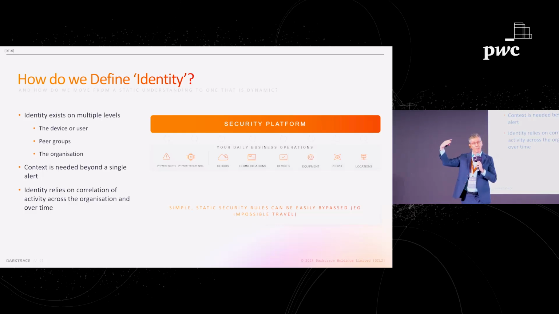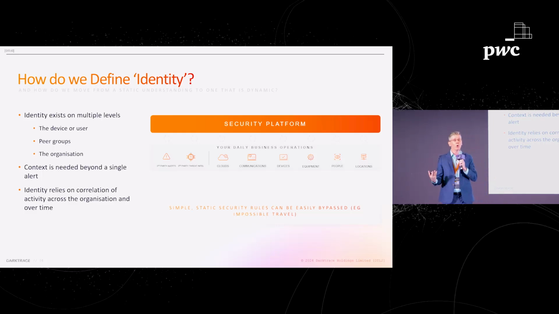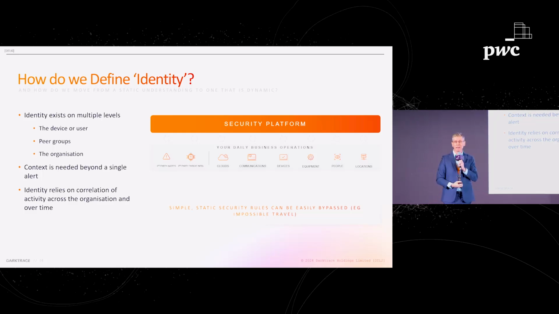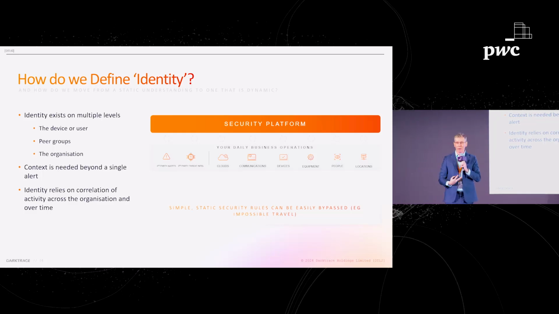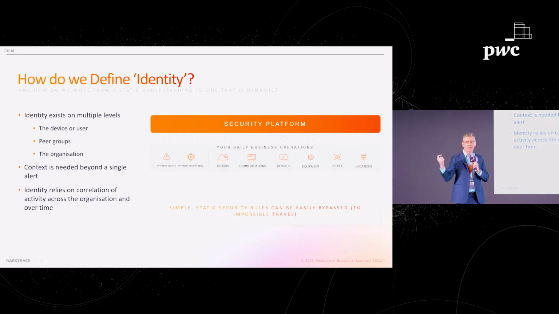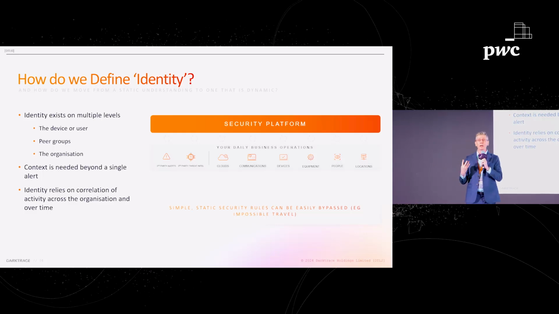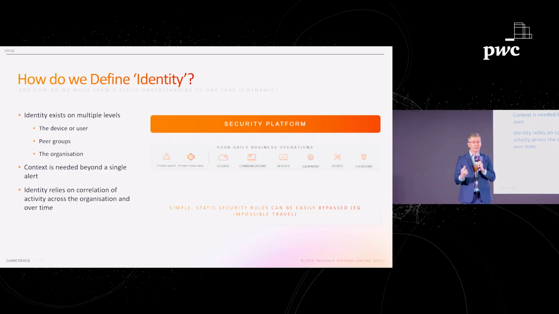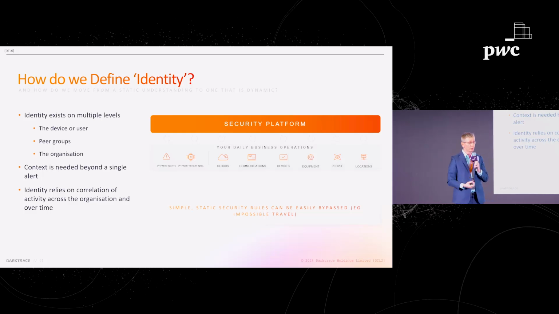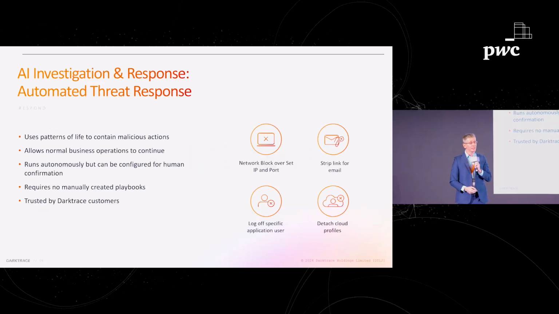And then you can go one step higher. Forget about the individual, forget about the peer groups. What about the organization as a whole? If we're talking about unusual outbound internet connections, has anybody or any device in this organization ever contacted that weird suspicious IP address that we're looking at? So you can see that we need more context than just the individual level. Individual alert, individual log, individual user or device. We need context. So we have to correlate all of this together.